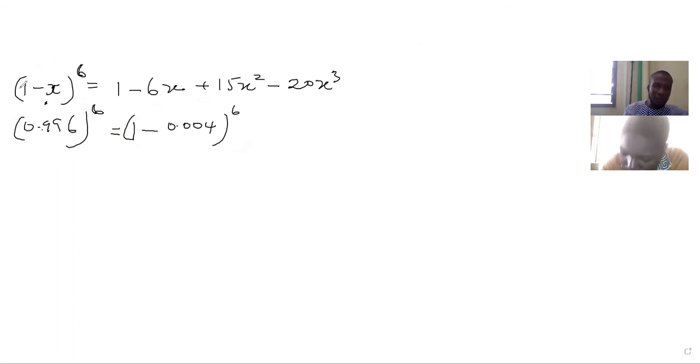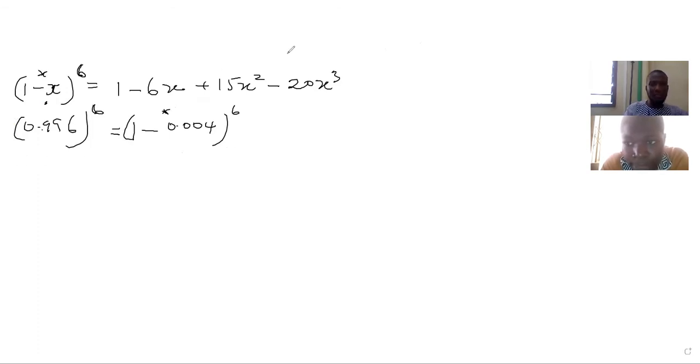the one here is the same as the one here. The negative here is the same as the negative here. Therefore, if we are saying that this one here is equal to this one here, the only way that can be possible is when x equals 0.004. Do you agree? Yes, sir.